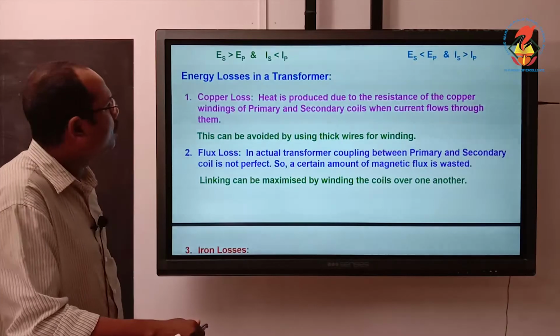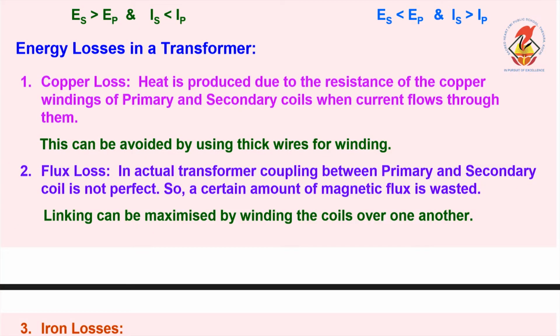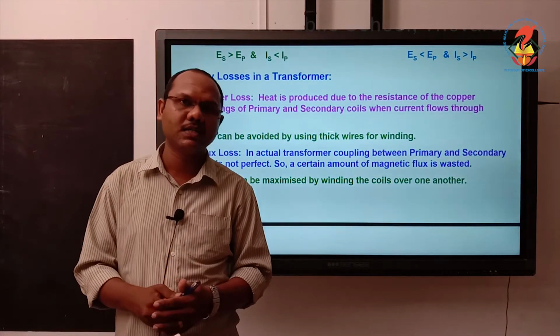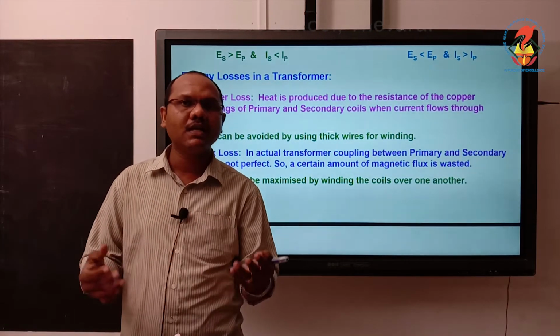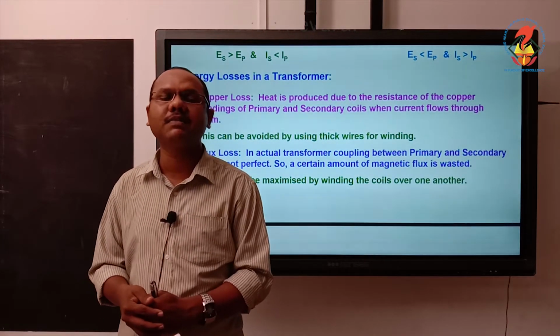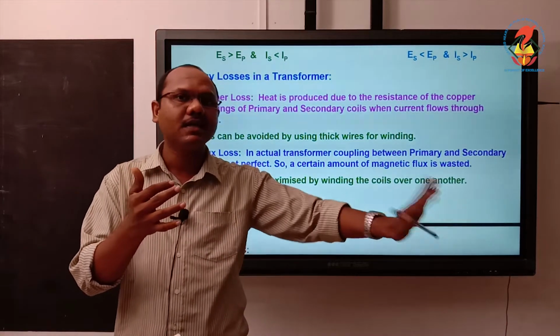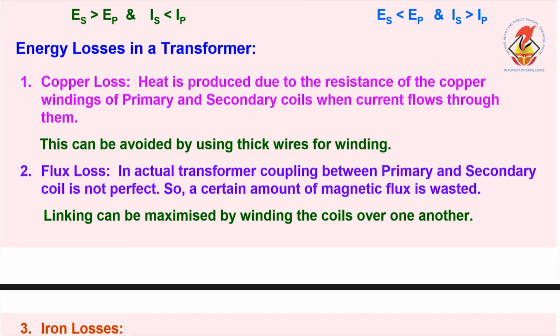Okay. Look. Energy losses in a transformer. The first one is copper loss. So what is meant by copper loss? The primary and the secondary coils are wound using copper wire. Copper is having some resistance, and due to that resistance some energy is wasted as heat. So the energy lost as heat due to the resistance of the copper windings is called copper loss. So how can you avoid this? This can be avoided by using thick wires for windings. That's the first thing. Now let us see the second.